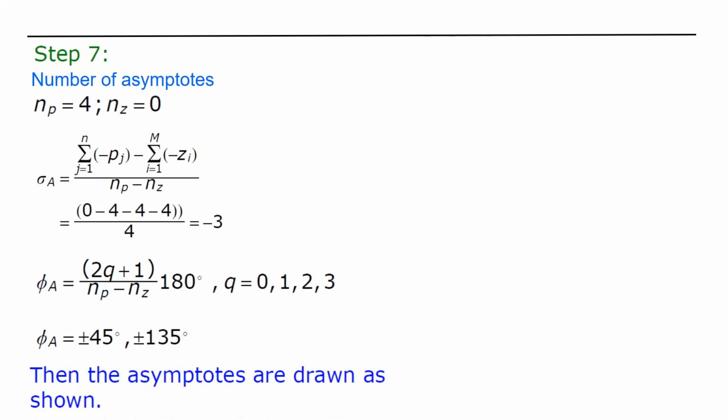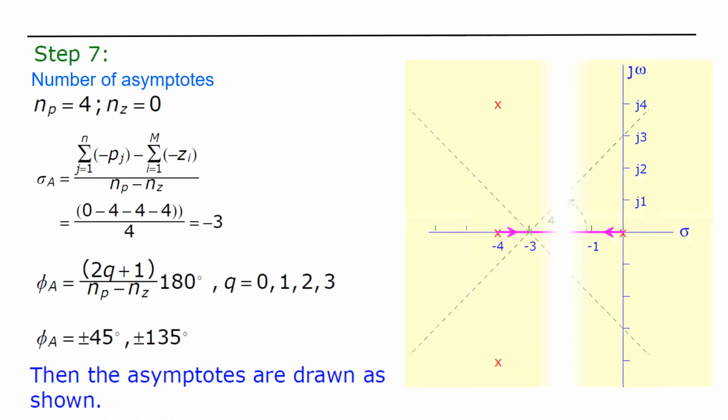We have 5 minutes only, so let me continue. Okay, so this is basically, those are the asymptotes. So what else do we need now? The locus starts at this point and this point. It must break somewhere. So I must find the breakaway, and I must find out what the j omega axis intersection and the angle are.